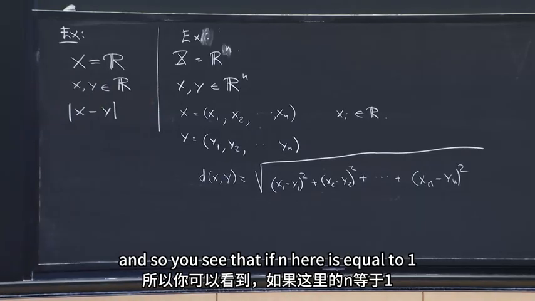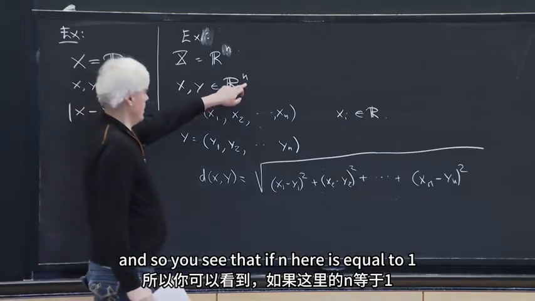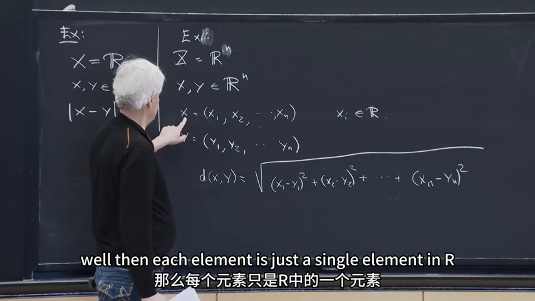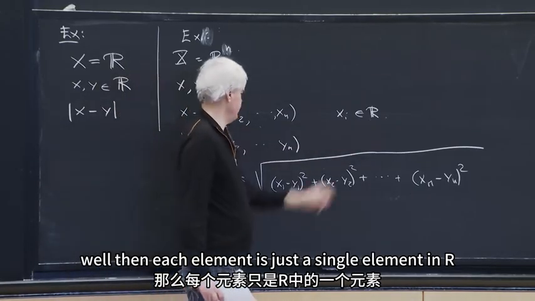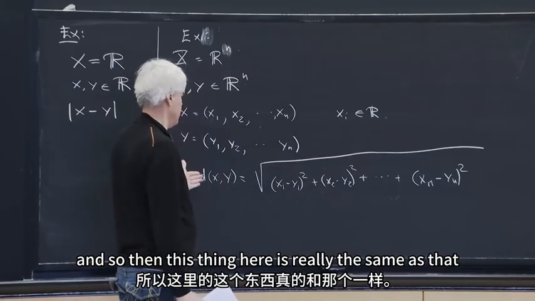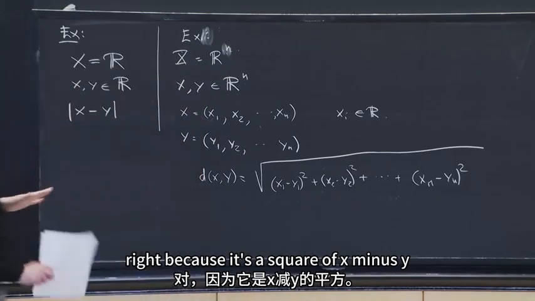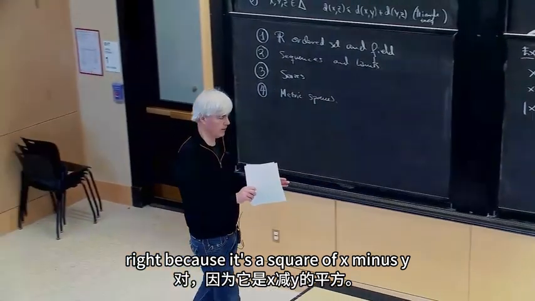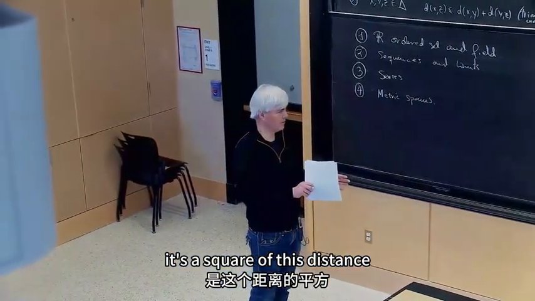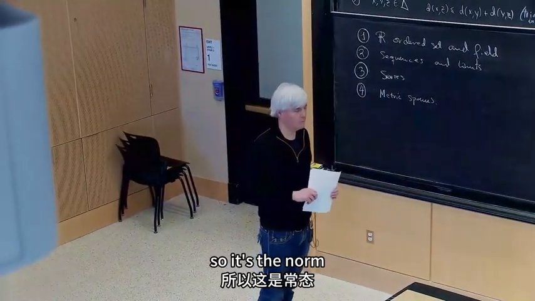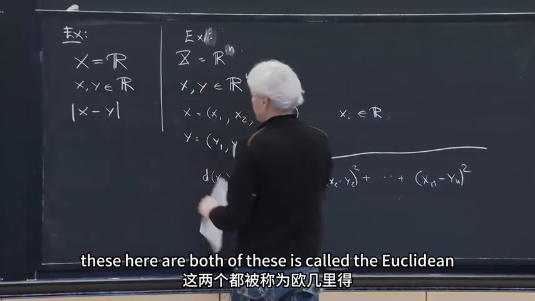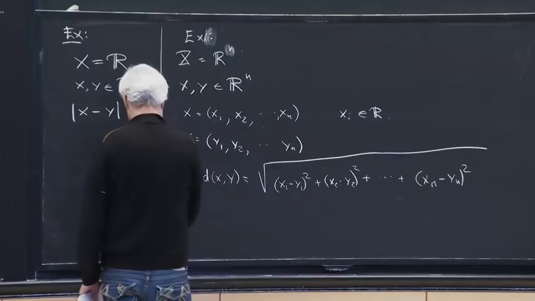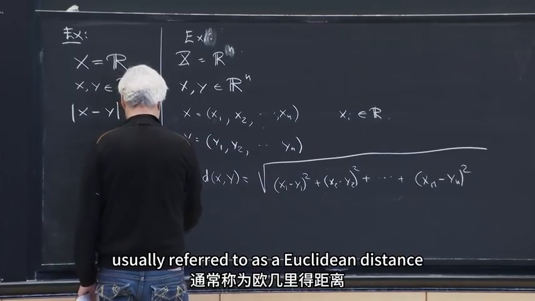And so you see that if n here is equal to 1, then each element is just a single element in R. And so this thing here is really the same as the absolute value, because it's the square of x minus y, and then you take the square root, so it's the norm. Okay, so both of these are usually referred to as a Euclidean distance.